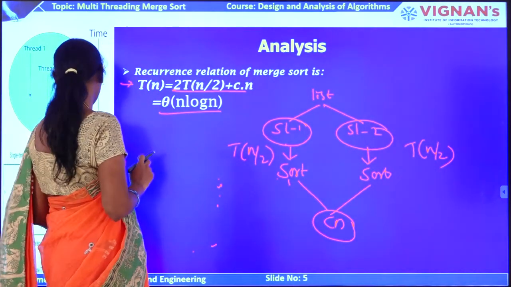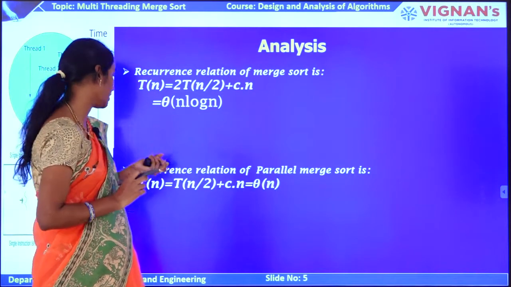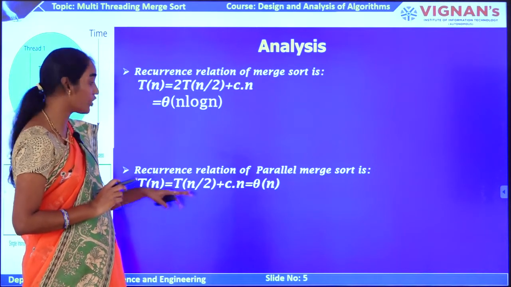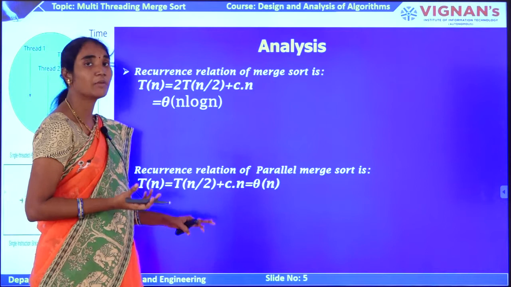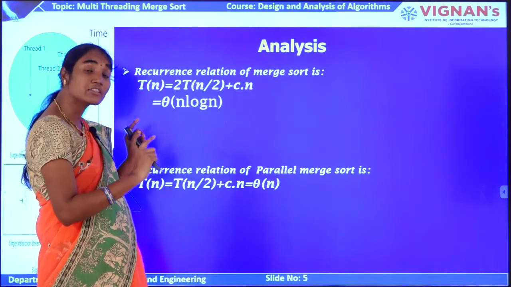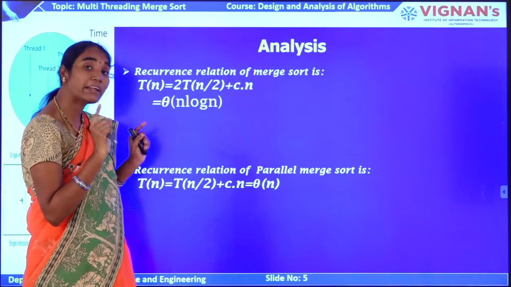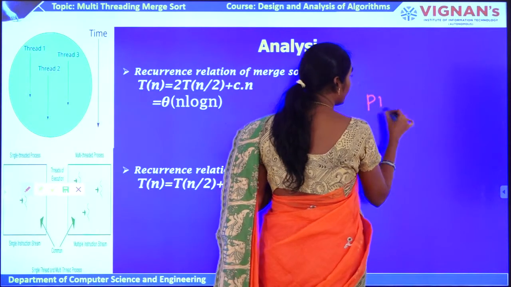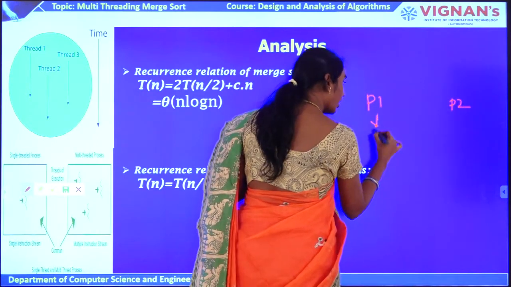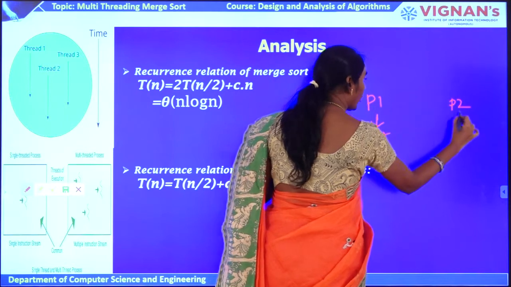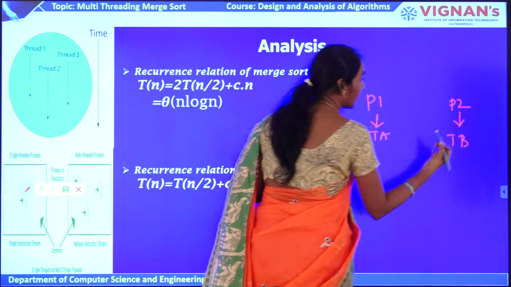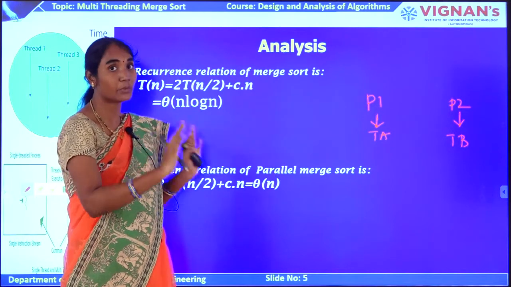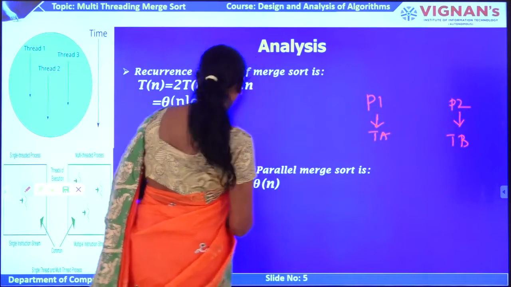Now let's see the parallel version. Now coming to the parallel version of merge sort, T of n is equal to T of n by 2. Why is it not 2T of n by 2? Because here each thread is processed separately on a different processor, right? So here it is P1, P2, two processors. On this one thread A and on this one thread B is executing, right? So both are executing in parallel within the same time. That's why it is T of n by 2.